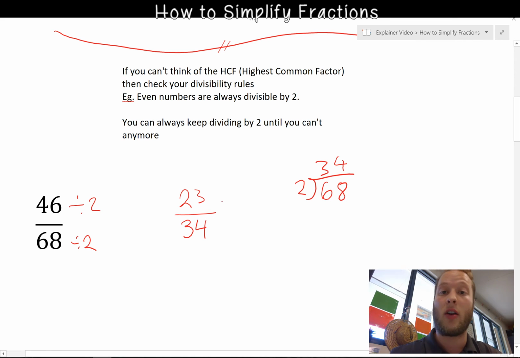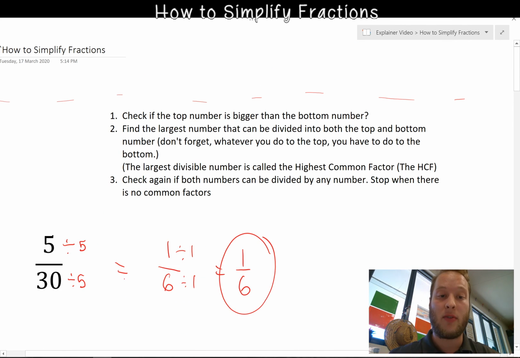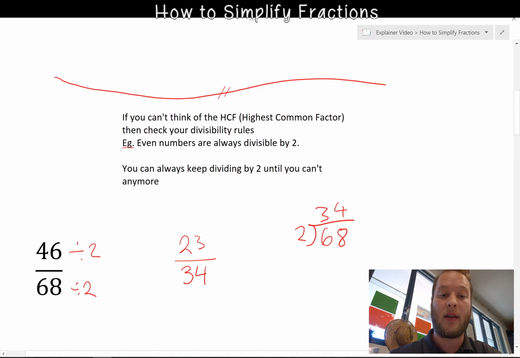And now, again, I go back to step 3, which was to check again if there's a number that goes into it.